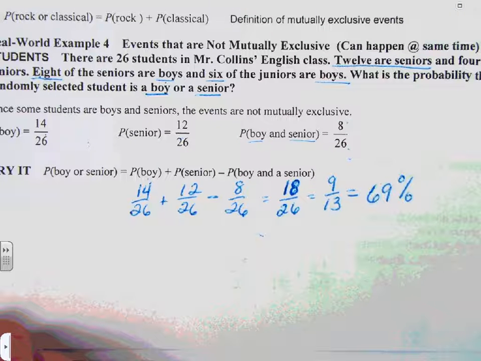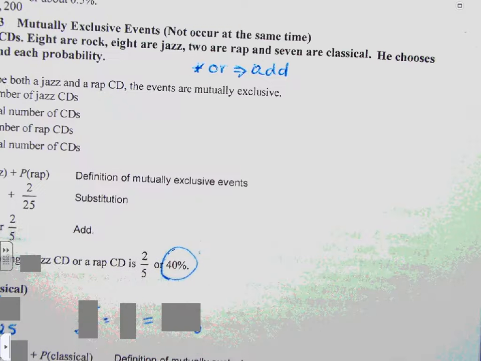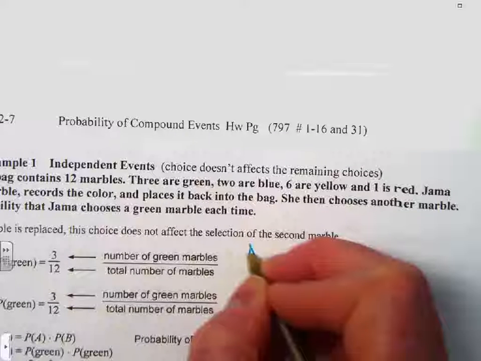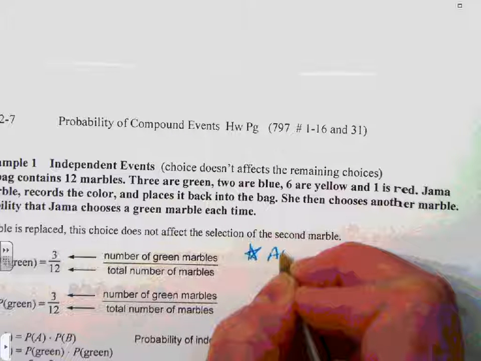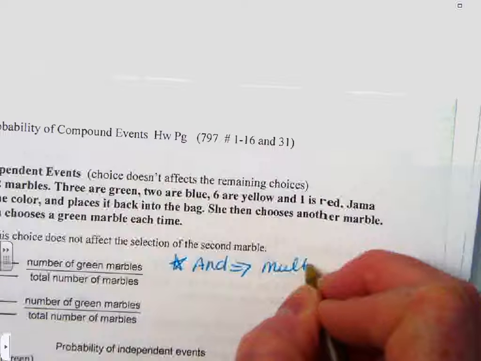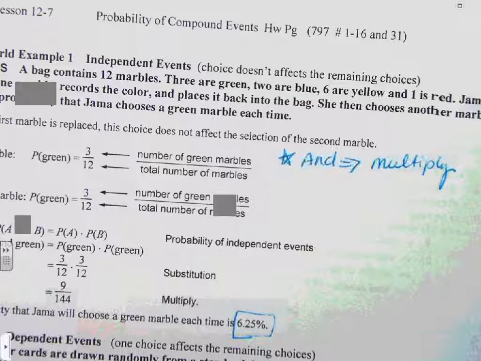Does anybody like this at all? A little bit, some of you? Okay. The notes, on the front of the notes are your assignment. Maybe here you also want to write that "and" means to multiply. And always find your totals first.